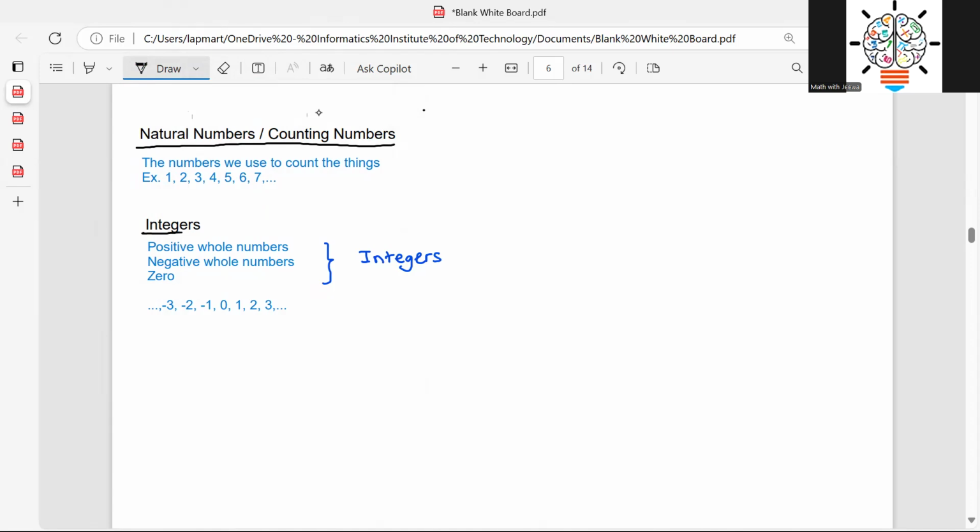Underline it, integers. The natural numbers or the counting numbers are the numbers we use to count things, starting from 1. And what are integers? Positive whole numbers, negative whole numbers, and 0. It can be on both sides. That is why I put the comma and 3 dots. All together, I can name them as integers. Here I'm just writing the note and explaining, children. Whenever you want to write down your note, you pause the video and write it down, right?